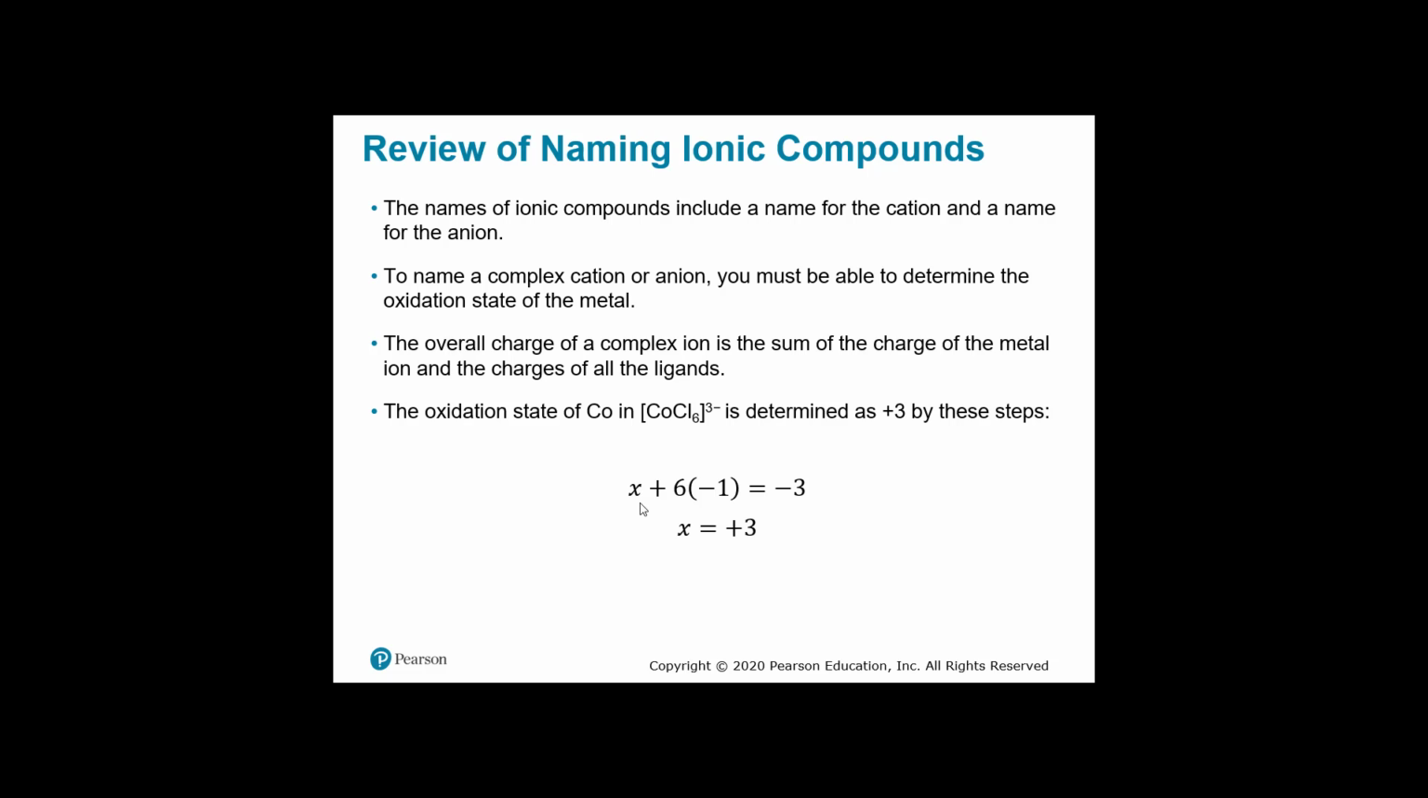And it's different. The names of ionic compounds include a name of the cation and a name of the anion. To name the complex cation or anion, we have to determine the oxidation state of the metal. So there's a few things that are a little different here. The overall charge of the complex is the sum of the charge of the metal ion and the charges of all the ligands. So I'm going to show you how to do that.